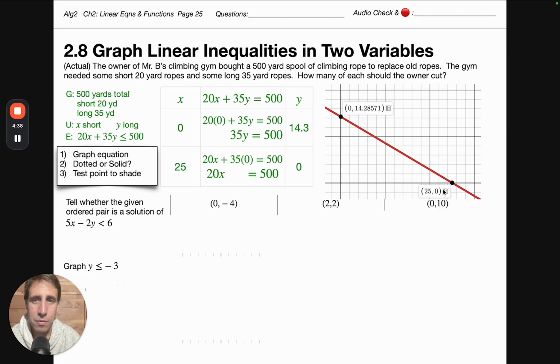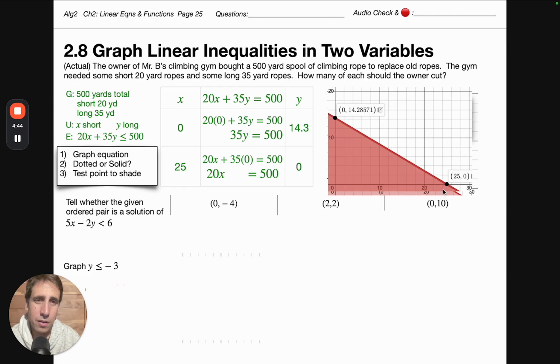Next, what I wanted to do is figure out where I should shade. I'll tell you about that because, like, if I wanted to, I could have picked 0, 0. Should I shade in this region with 0, 0? If you plug in 0 for x and 0 for y, it actually does give you a true statement.